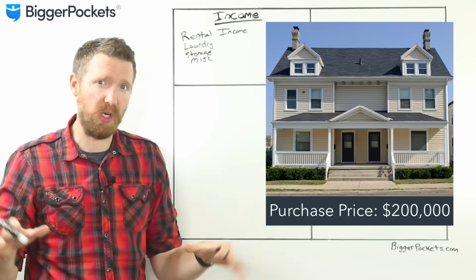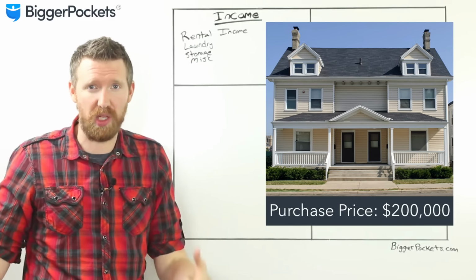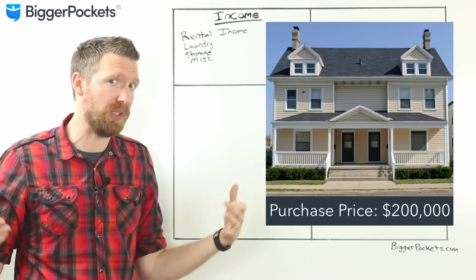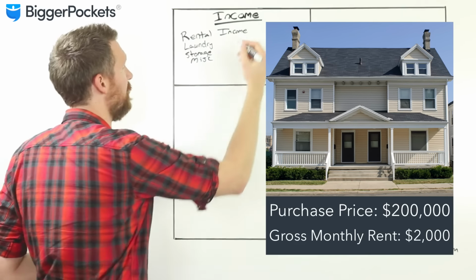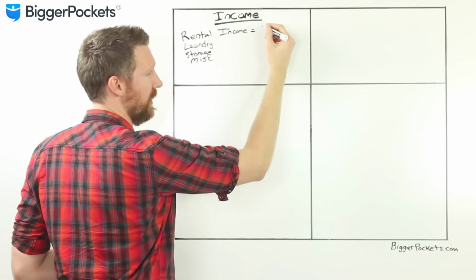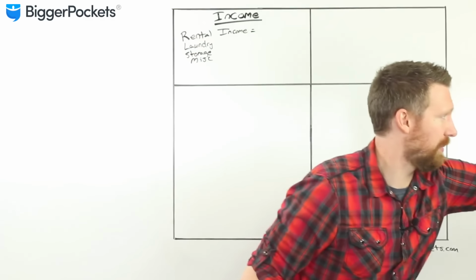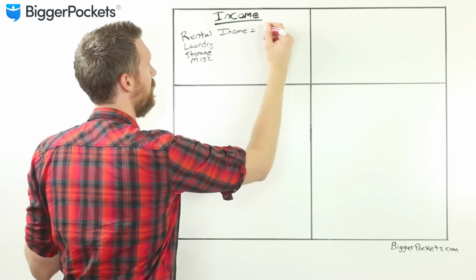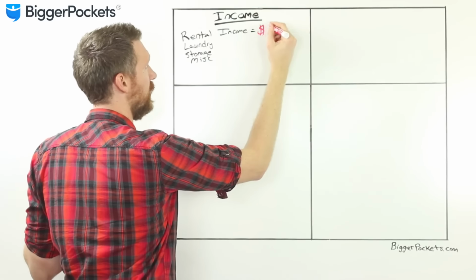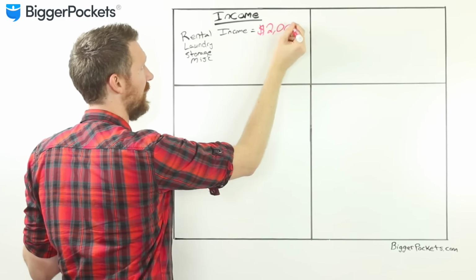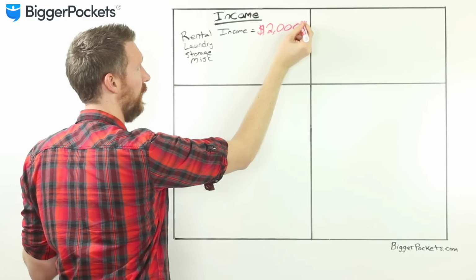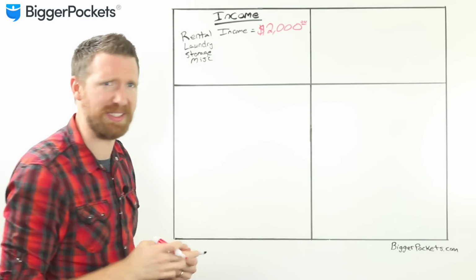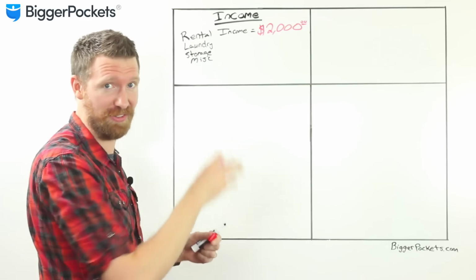Each unit, we're going to say, rents for $1,000. So for those math geniuses out there, $1,000 times 2 equals $2,000. I'm going to use another marker for the numbers. I think that'll make things a little bit clearer. So for the rental income, we've got $2,000 per month. Don't mind my terrible handwriting. I'm doing my best here today.